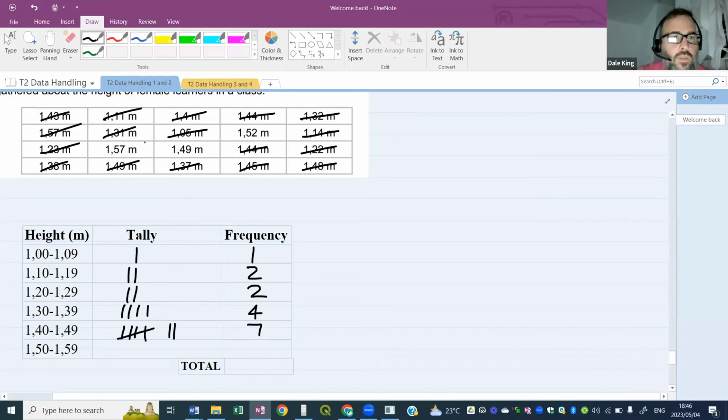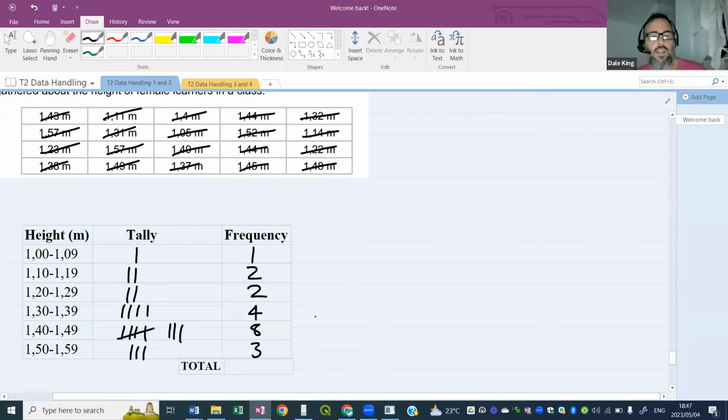I've got a 1.57. Oops, I've missed a 1.49. See, human error comes in. So that makes 8. So I've got 1.57 there, another 1.57, and a 1.52. So that's 3.